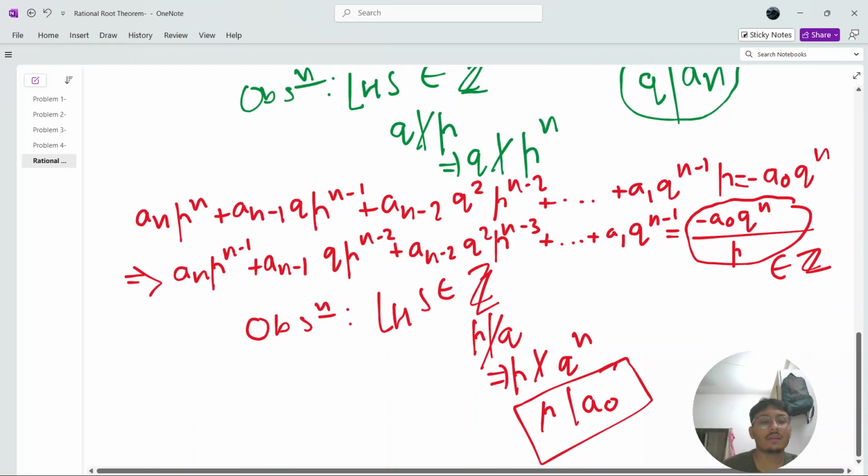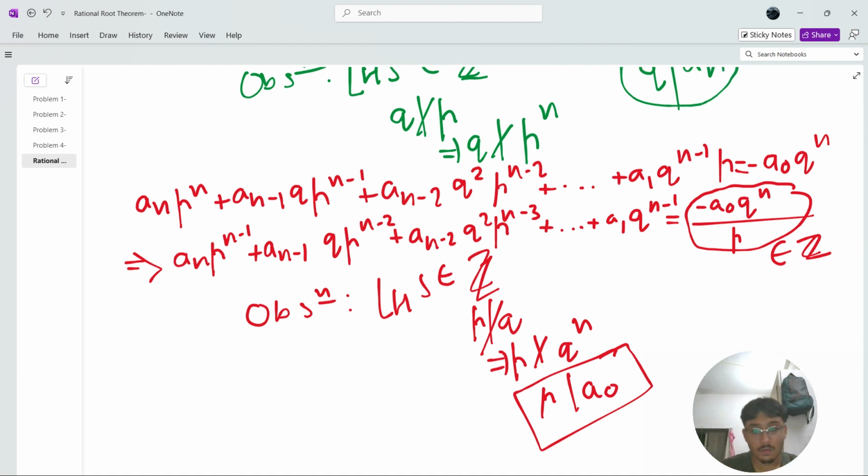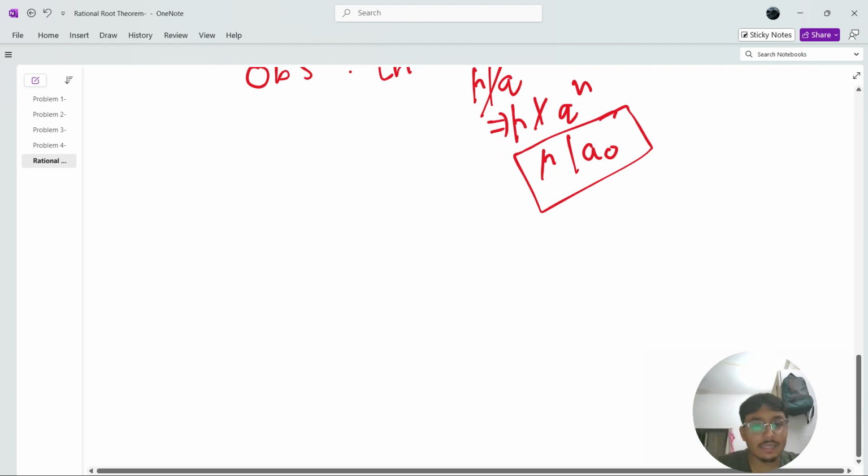So whenever a rational number is a root of a general polynomial equation, may it be of any degree, 1, 2, 3, or any nth degree, and if p by q, that is a rational number where q is not equal to 0 and the GCD of p and q is 1, is a root of the general equation, then we must always remember that the denominator, the q, is going to divide the coefficient of the highest degree term, and my p, which is in the numerator, is going to divide the constant term in the polynomial. So this was the rational root theorem.